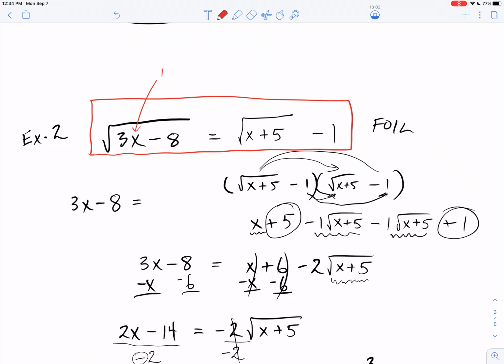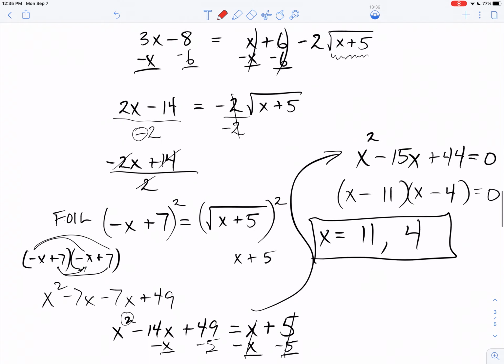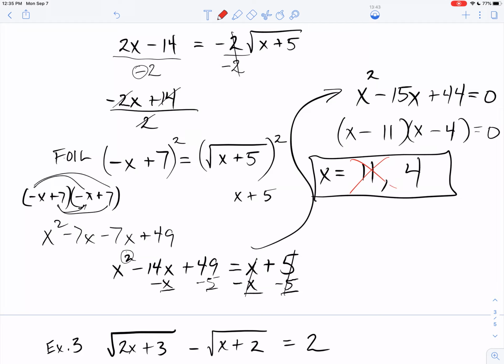I'm going to tell you right now, if I plug 11 in here, that means 3 times 11, that's 33. 33, take away 8 is 25. What is the square root of 25? It's 5. Plug 11 in over here. What's 11 plus 5? It's 16. What's the square root of 16? It's 4. 4 minus 1 is 3. This side over here, when I plug 11 into it, I get 5. This side over here, when I plug 11 into it, I get 3. I don't think that's true. So I would go down here and say, you are not a valid answer, 11.